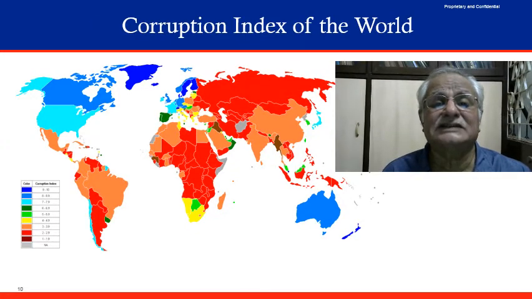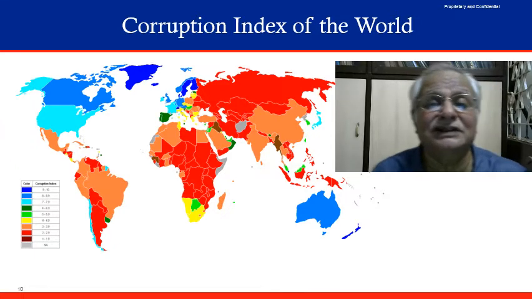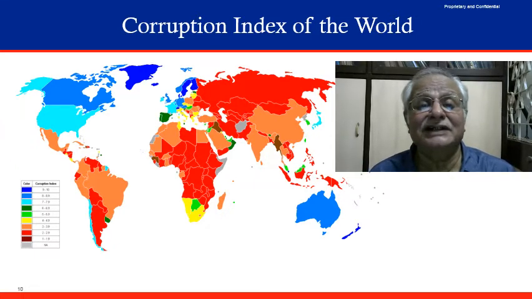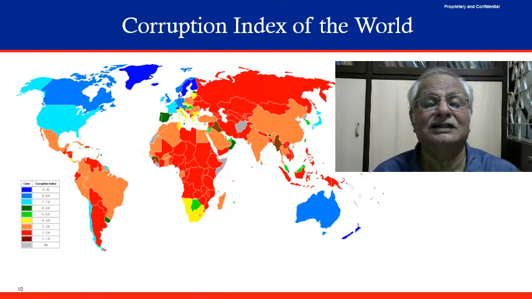This is the Transparency Index of the World, published by Transparency International. It is also known as the Corruption Index of the World. Many times you will find foreign underwriters restricting their policy to port only.